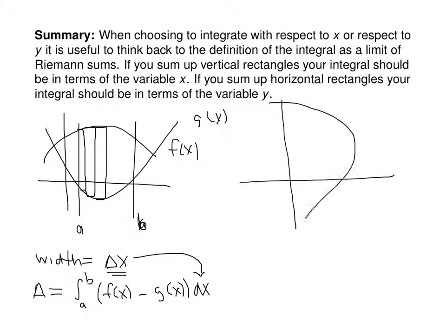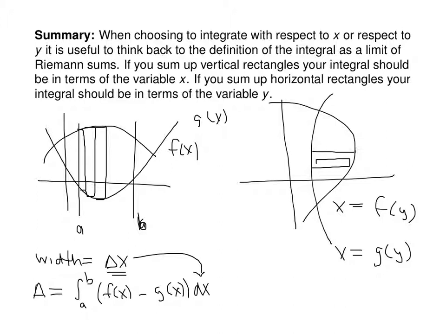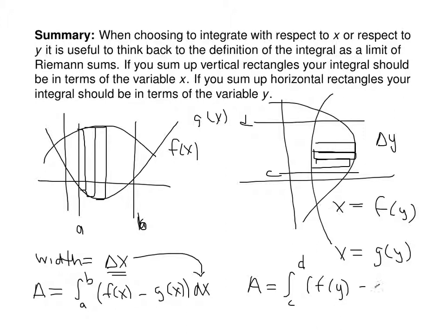And if your curves are sideways, and we have x equals f of y and x equals g of y, we would have made horizontal boxes. In that case, we would have a small change in y. And to find the area between, say, some c and some y value d, you'd integrate from c to d. And once again, because f of y is greater than g of y, we would find f of y minus g of y.